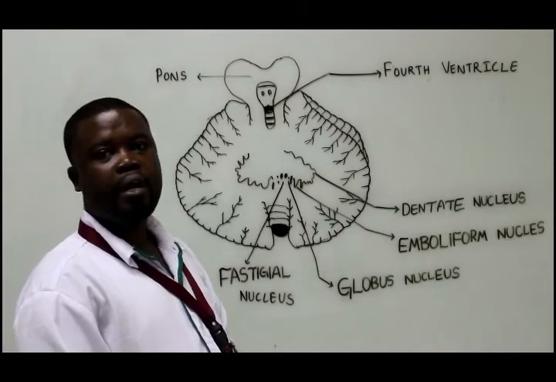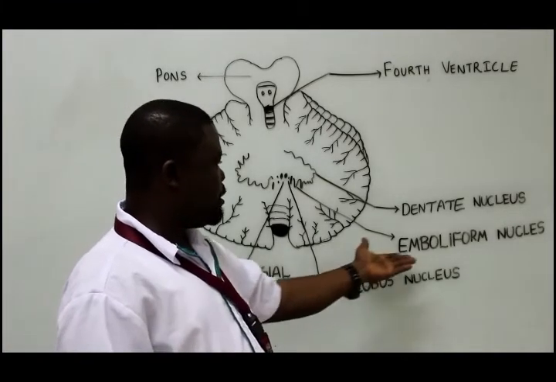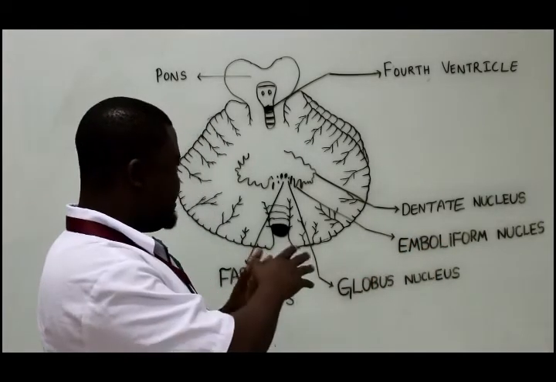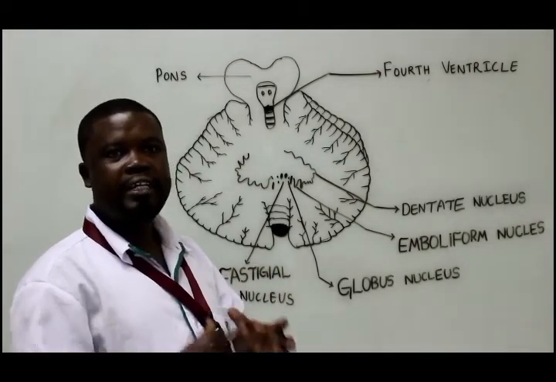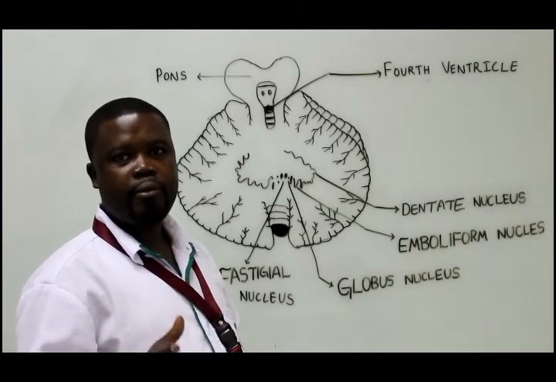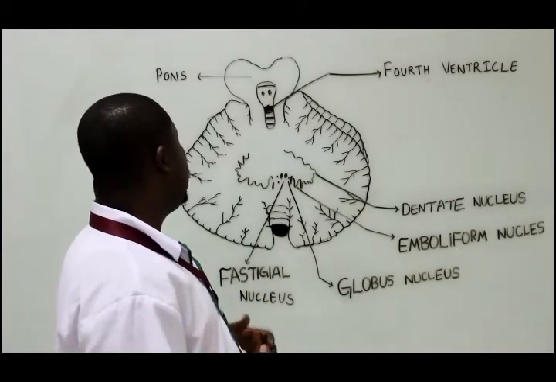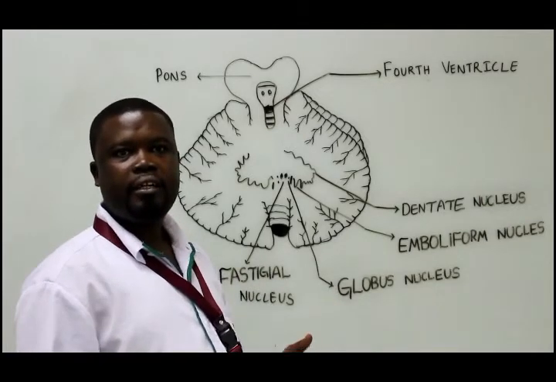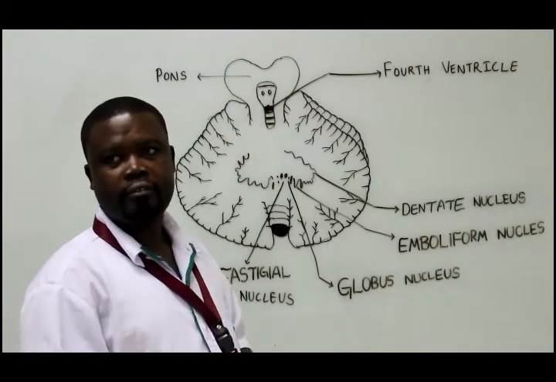Then we can talk about the two different nuclei, which are the emboliform nucleus and the globose nucleus. Those are intermediate. So those combined are called interposed nuclei. There is another one that we want to talk about, which is the vestibular nuclei. The vestibular nuclei, as you can see, is not found here. The reason is that it is located outside the cerebellum and in the medulla.